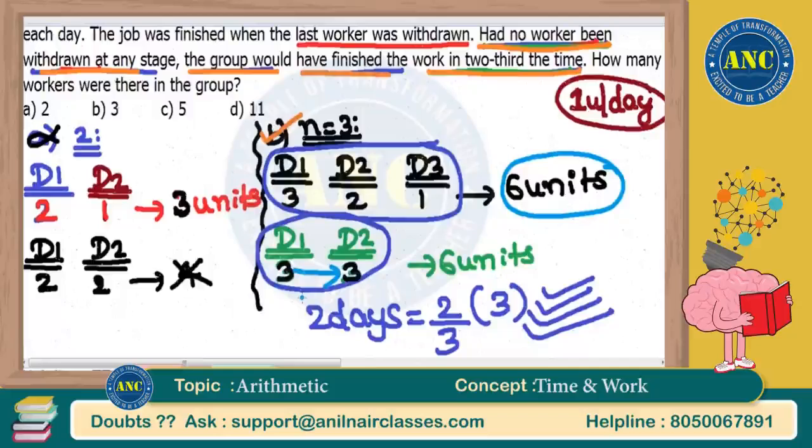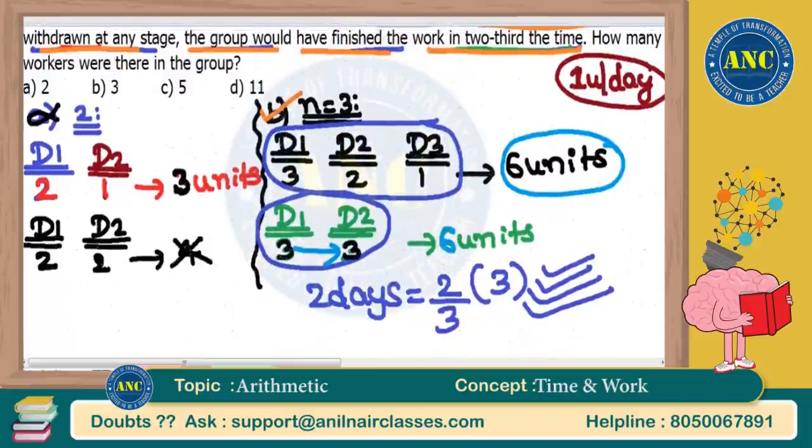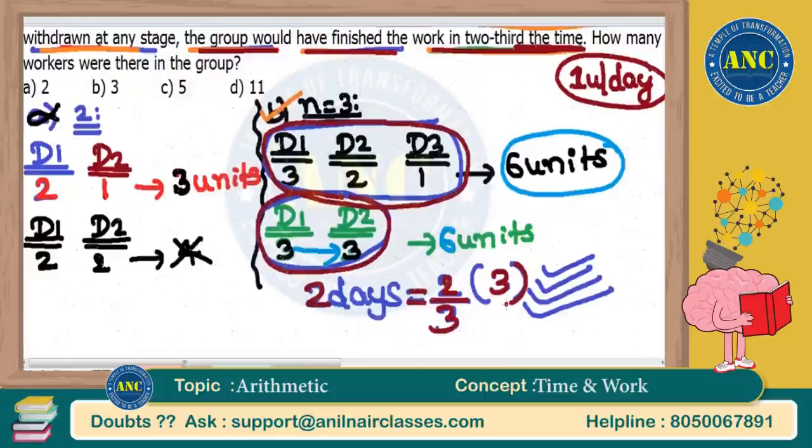Now, Arvind and other people, Manoj's answer, last step. 6 chocolates are completed in 2 days itself. Now, if no person left, that means they would have taken only 2 days. That 2 days is nothing but equal to 2/3 of the time taken earlier when people were leaving. Earlier when people were leaving, how many days were they taking? 3 days. Is 2 equal to 2/3 of 3? Definitely 2 is equal to 2/3 of 3.